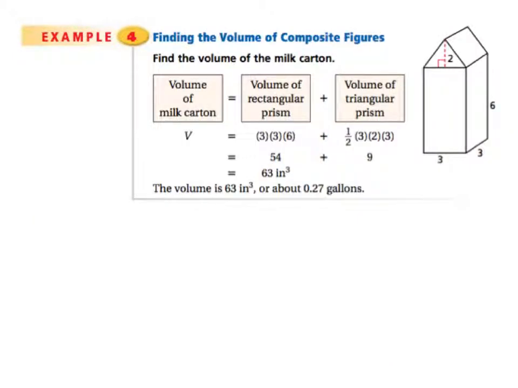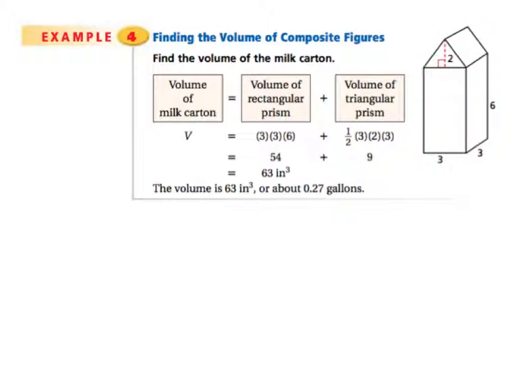For our last problem, we have a composite figure. So not only do we have a triangular prism, but we also have a rectangular prism. So we're going to have to add all of these together. I forgot to erase the answers, but let's go over them. The volume of the milk carton can be found by doing the volume of the triangular prism plus the rectangular prism.